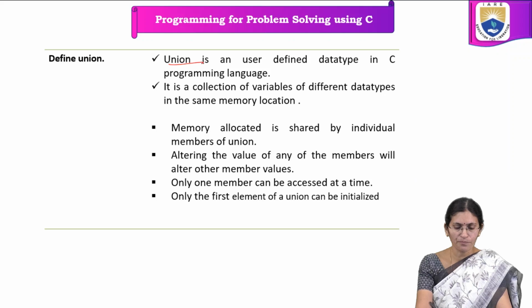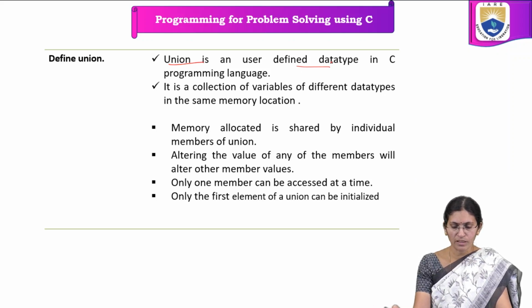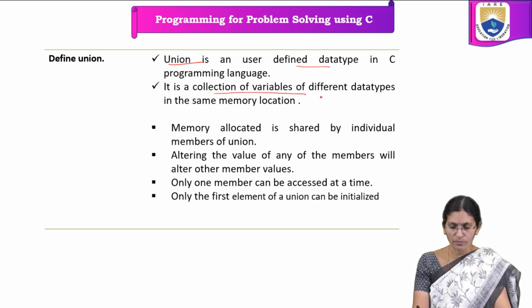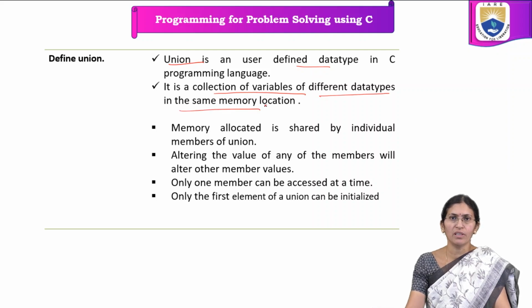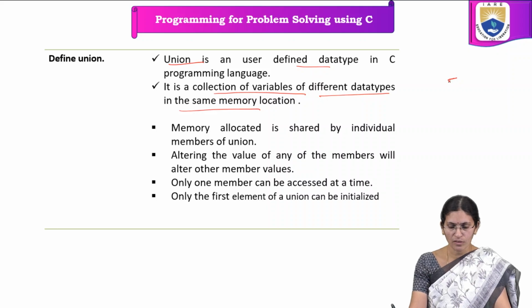Next one is union. So union and structure, both are user-defined data types, but there is a small variation in union and structure. It is a collection of variables of different data types in the same memory location. In the union, there are different members, and the data type of each member is different in union also. The size of the member which occupies the largest size in the memory is the memory which is allocated to this union.